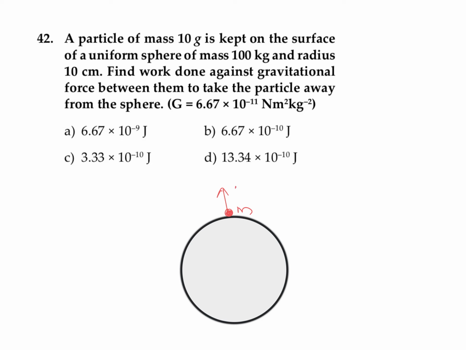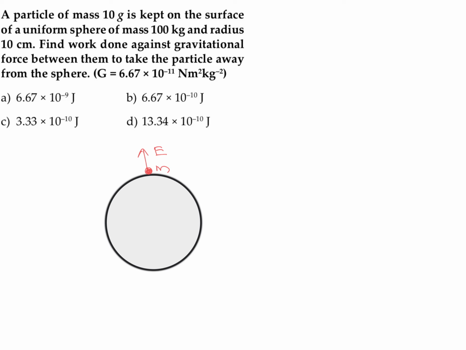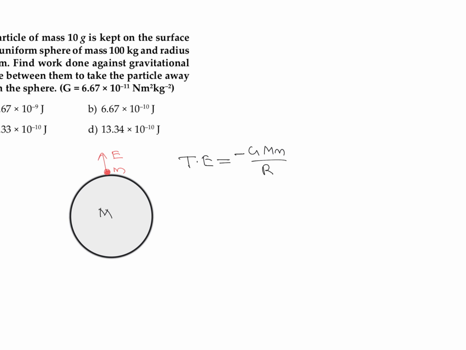So assume that I'm just supplying an energy E so that we'll be able to take it away from the gravitational force exerted by the mass. So the concept is related to escape velocity. You might be remembering that the condition for escape velocity, or taking an object away, is that we need to keep its total energy as 0. Now it has a potential energy of minus GMm divided by r, and it was at rest, so it doesn't have any kinetic energy.